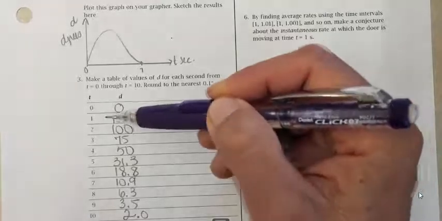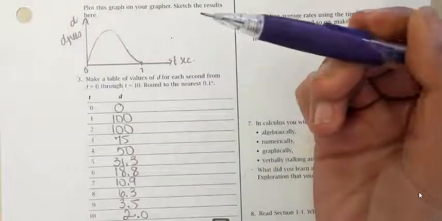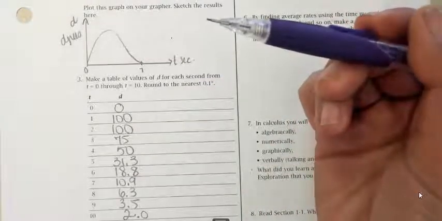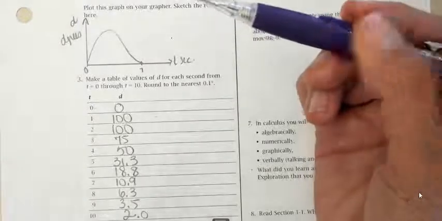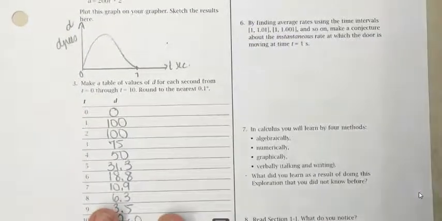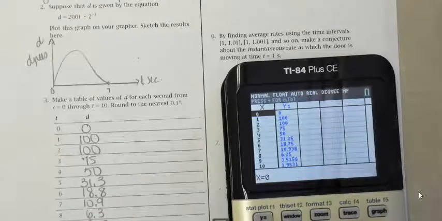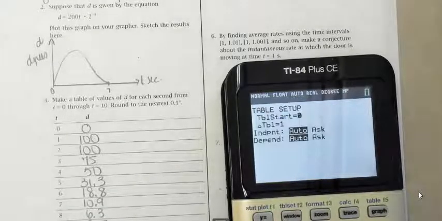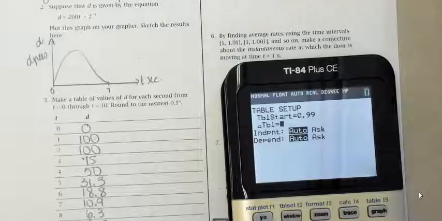So what happens between 1 and 2 seconds? Is the door just not even open or closed? Does it just stay the same? Well, that's going to require some further investigation. So how about we go into our table and let's go around 1 second. So how about we start at 0.99, and how about we increase by 0.01?